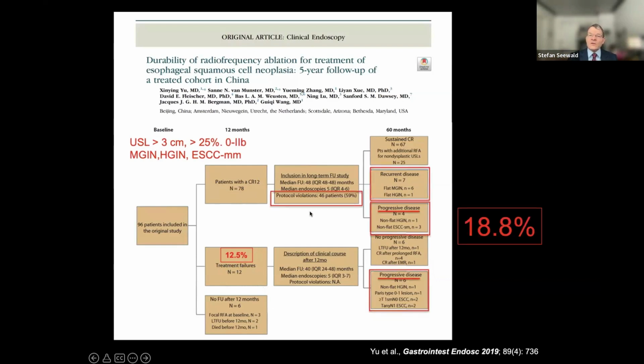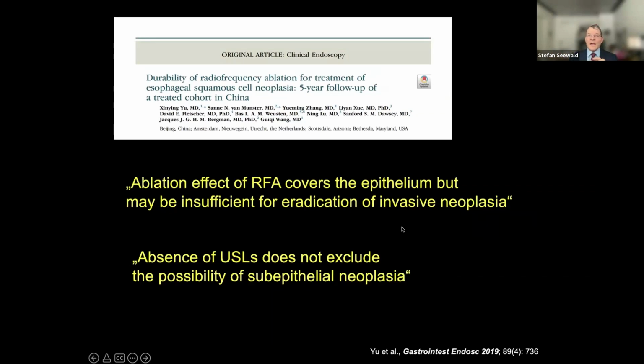And then when you look at the long-term follow-up, you will notice in about 60% of these patients there were already protocol violations. And then in about 20%, we have not only recurrent disease, but also progressive disease. The problem is you perform an ablation, the cancer is not fully removed, but then you get new squamous cell epithelium, and beneath it you still have dysplastic epithelium, and then you have progressive disease with submucosal invasion. The ablation effect of RFA covers only the epithelium, but is insufficient for the eradication of invasive neoplasia.